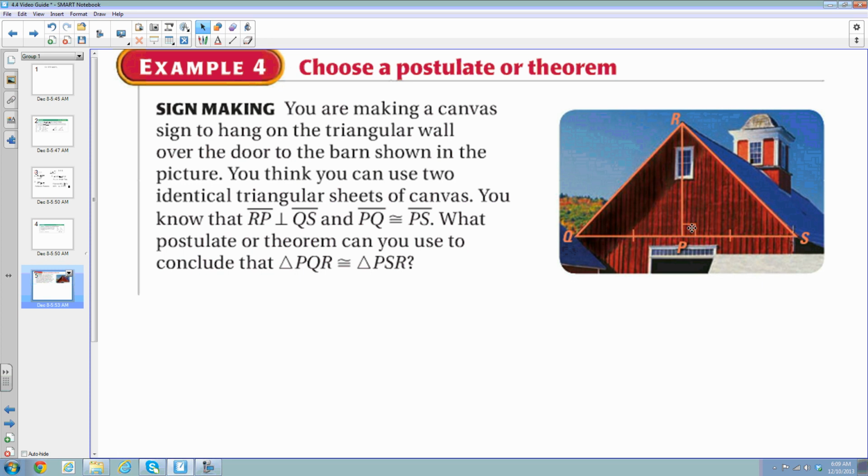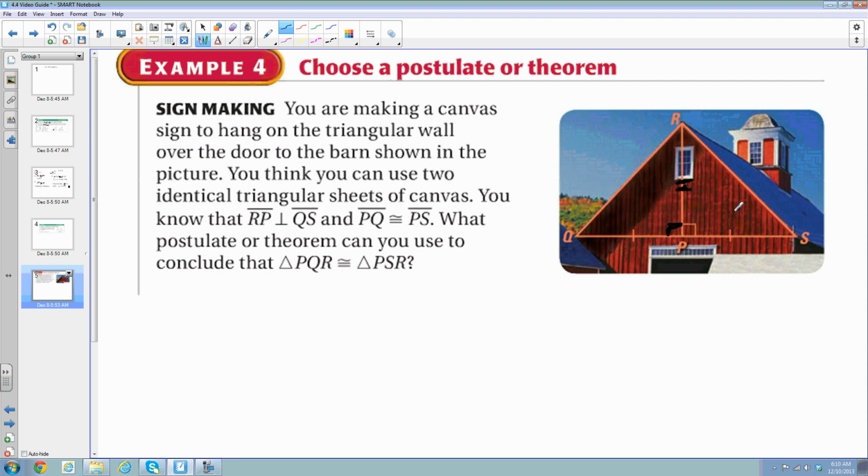Well, we know this is a 90-degree angle. Since there are 180 degrees along here, we know this is also going to be a 90-degree angle. So, we have a side and an angle that's the same, and it is a right triangle, so HL may come into play here. But do we really have a way to say that RQ and RS are congruent? Right now we really don't have a way to say that. We don't know for sure that they're the same length. But we do know that RP is the same length between both triangles. So, the reflexive property says that this is the same between both of them.